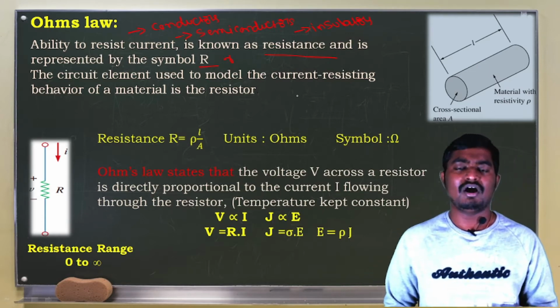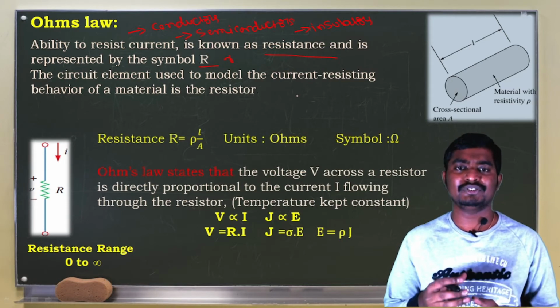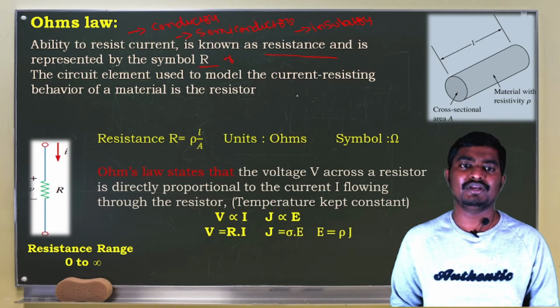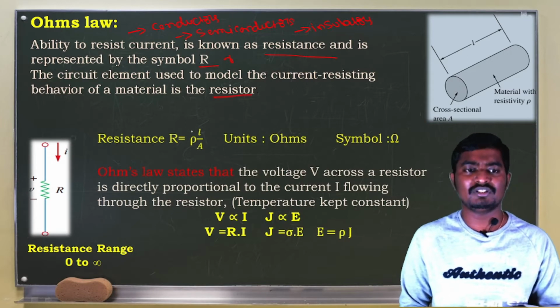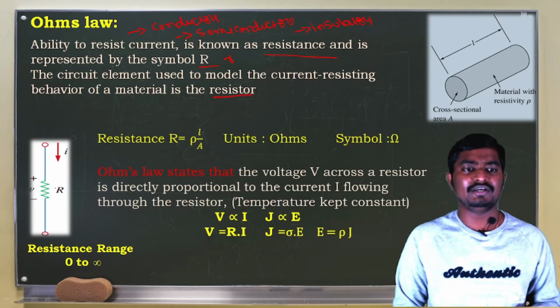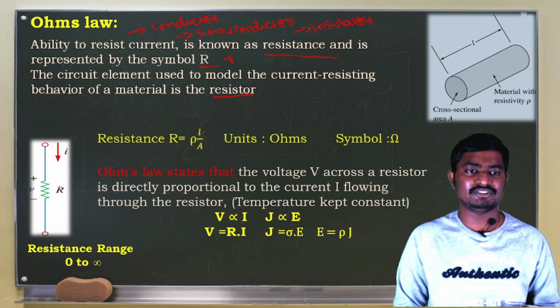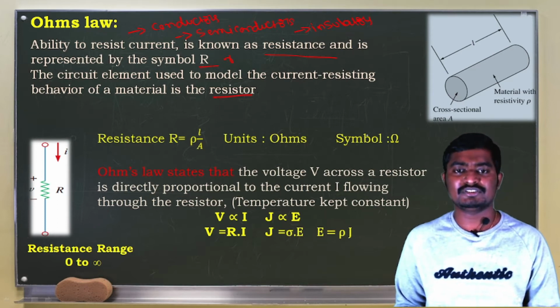This resistance of a material can be represented in a circuit model by a resistor. So the symbol for the resistor is like this, and it represents its resistance R. The unit for resistance is ohms, and the symbol is like this.